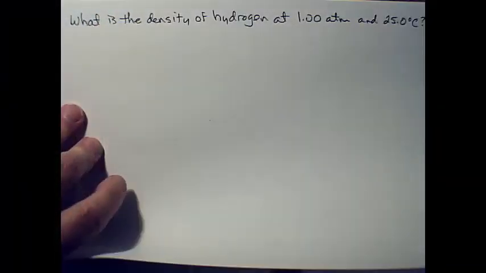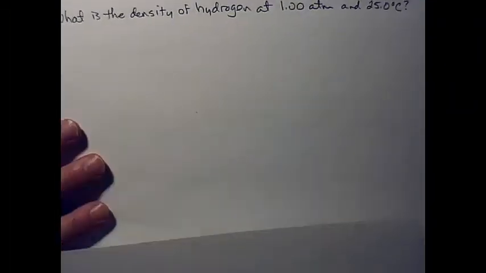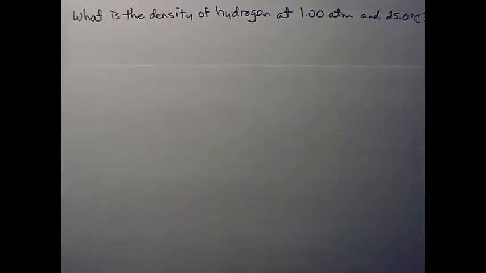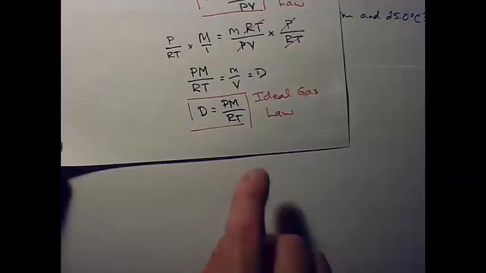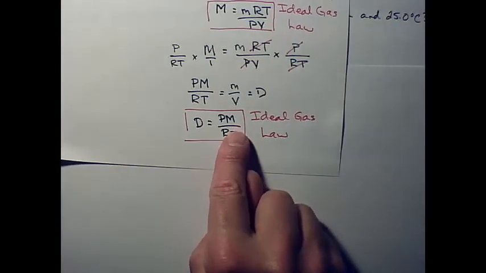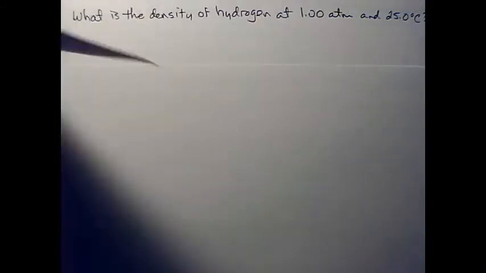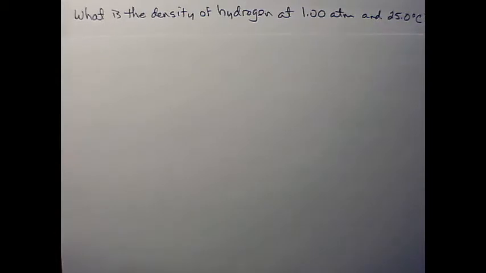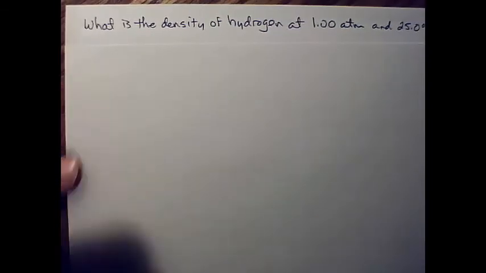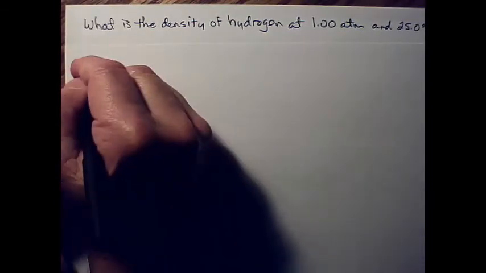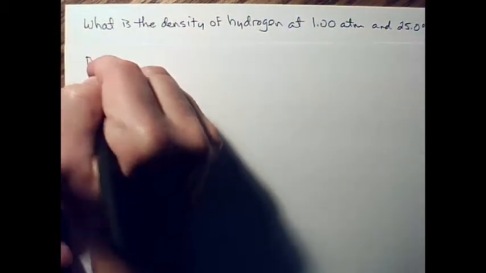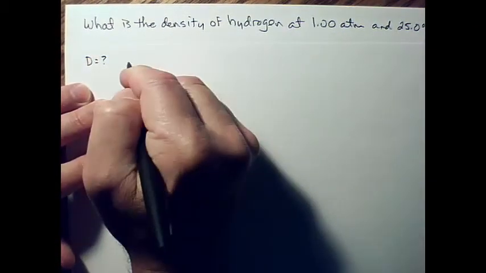Since we're trying to find density, and we already derived a version of the ideal gas law where density is already isolated for us, it kind of makes it easy. I hope it makes it easy. We have density equals pressure times molar mass over the ideal gas constant times the absolute temperature. So density is what we're trying to find. We have pressure is 1 atmosphere.